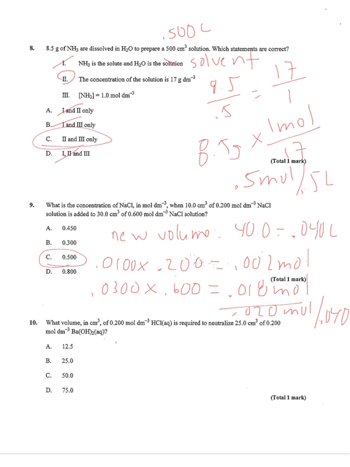Number 10, what volume in cc's of 0.2 molar HCl, so HCl, I want to know the volume, and it's 0.200 molar, is required to neutralize Ba(OH)2, and it's 0.025 cc's, and actually they want the volume in cc's, so I could just leave this as cc's, or I could convert it to liters and convert back. Either way, it's going to work fine. I'll convert it, 0.025 liters, 0.200.